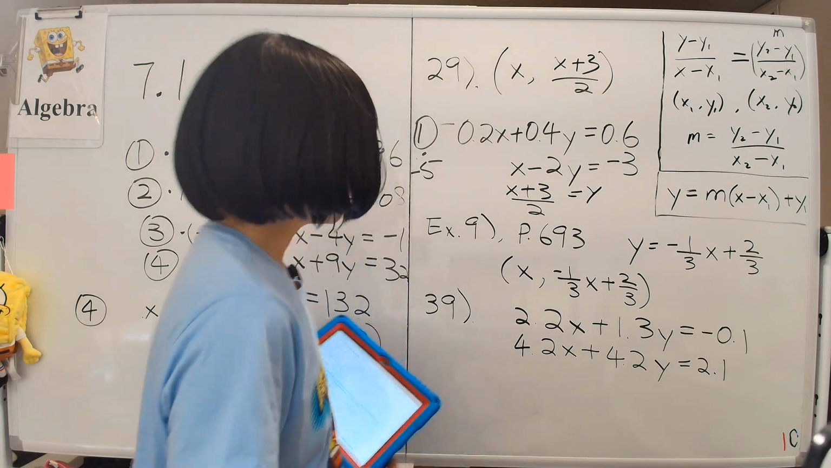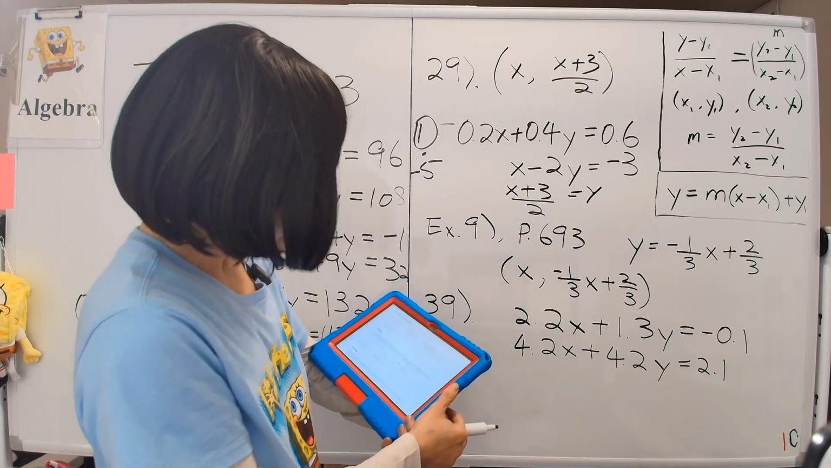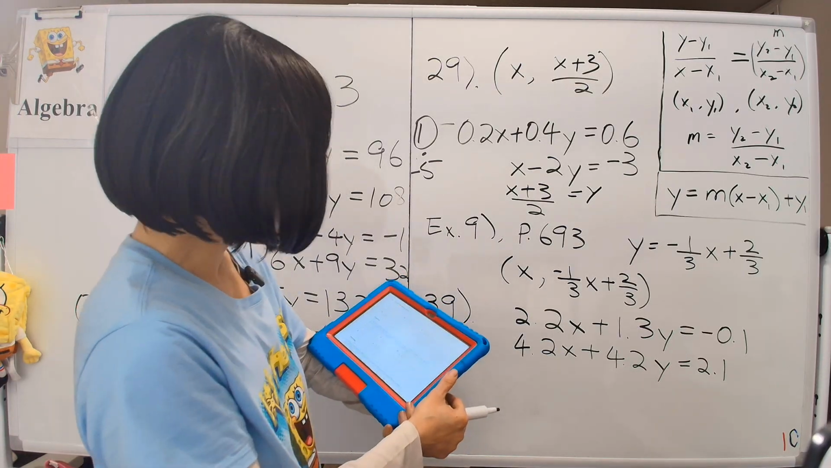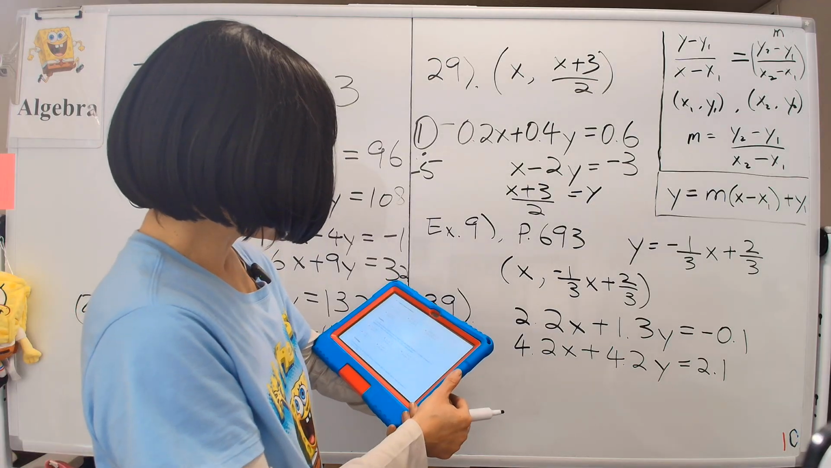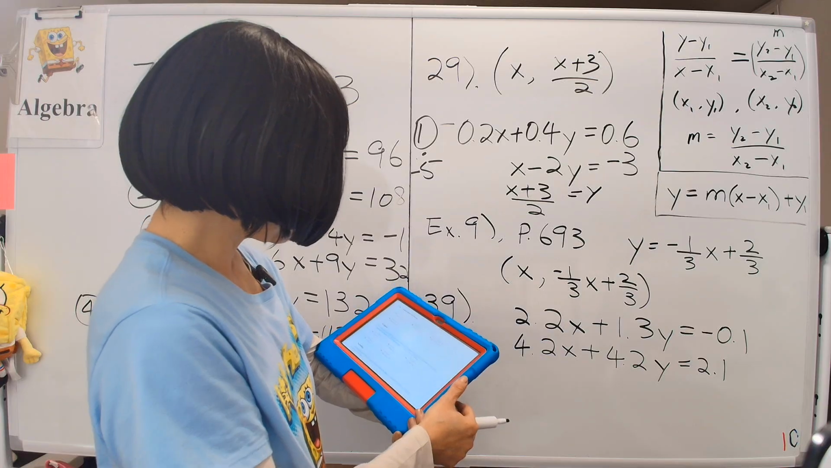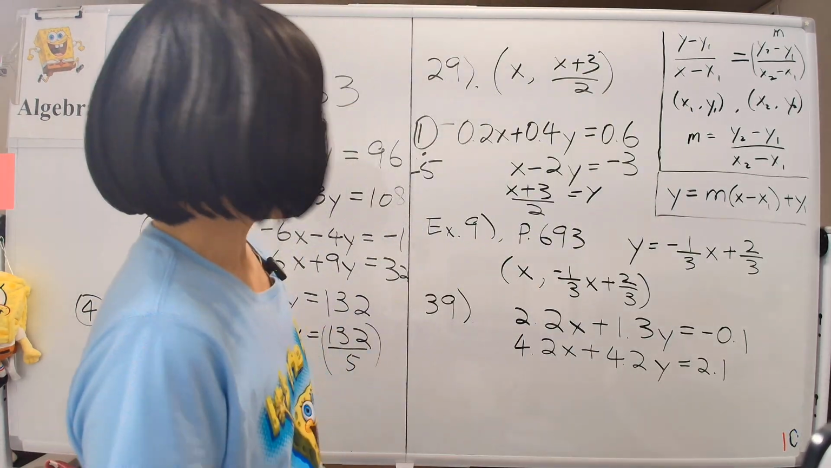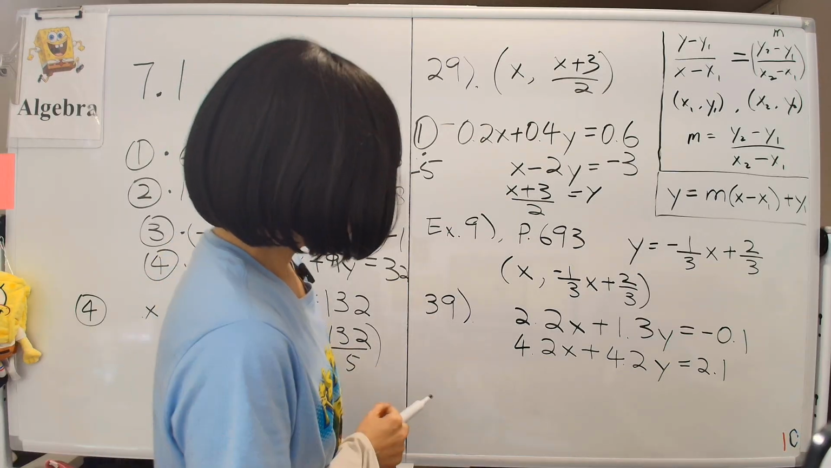So next, let's do problem 39. All right, so which is 2.2x plus 1.3y equals negative 0.1, 4.2x plus 4.2y equal to 2.1. All right, so that should be right. So let's do this.